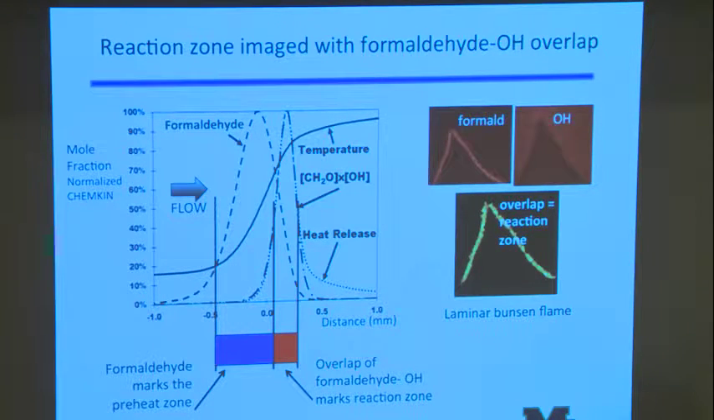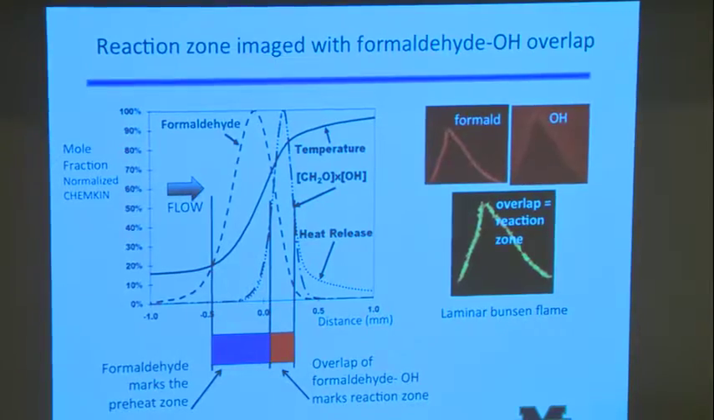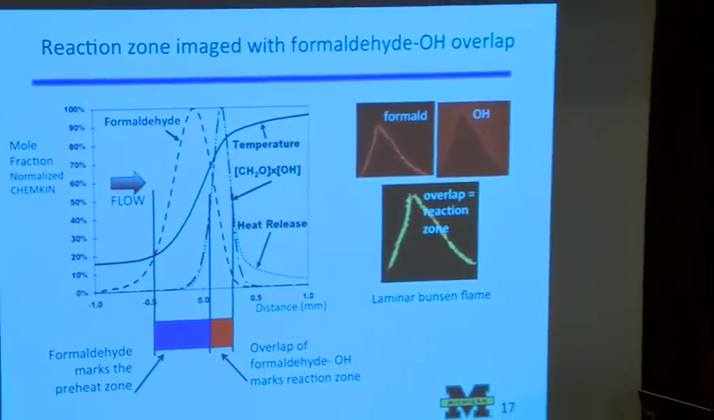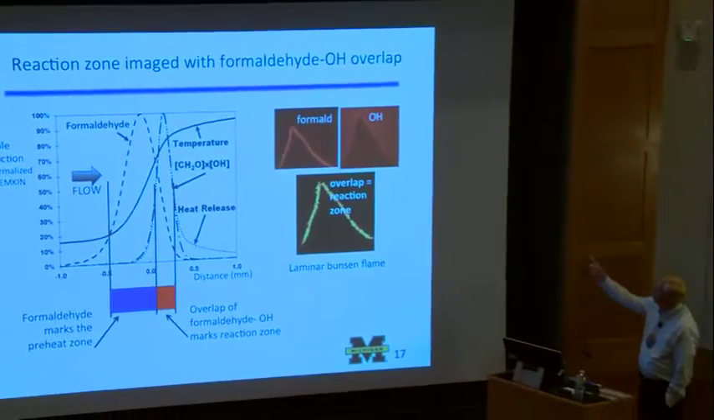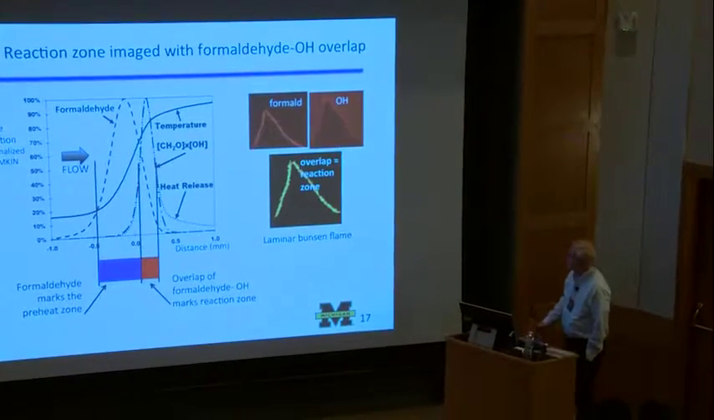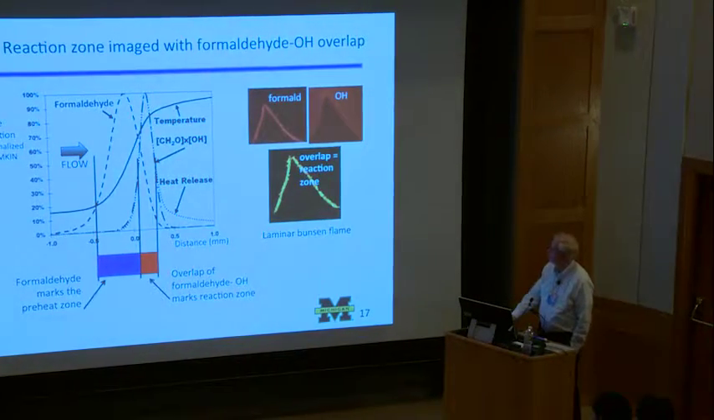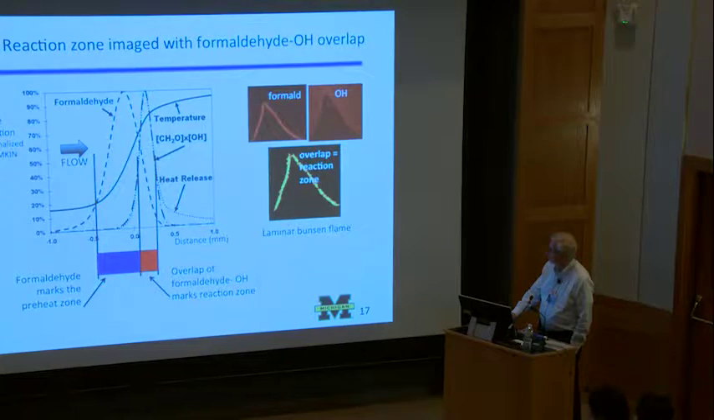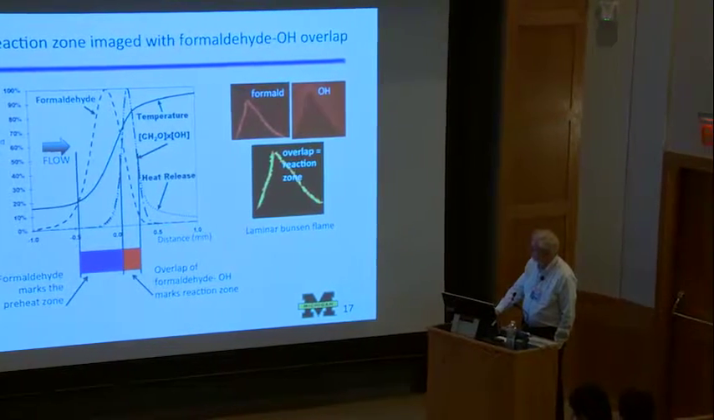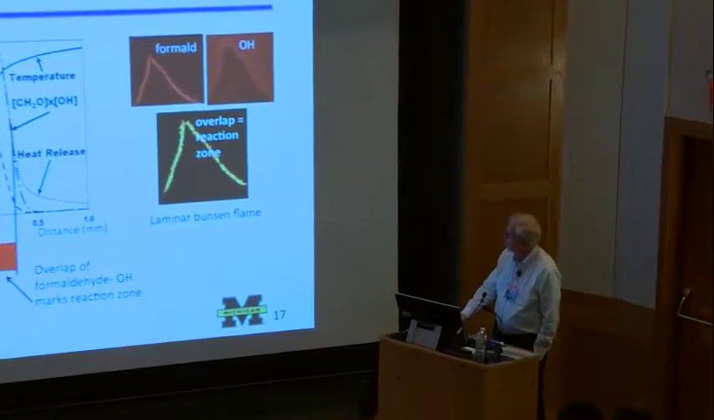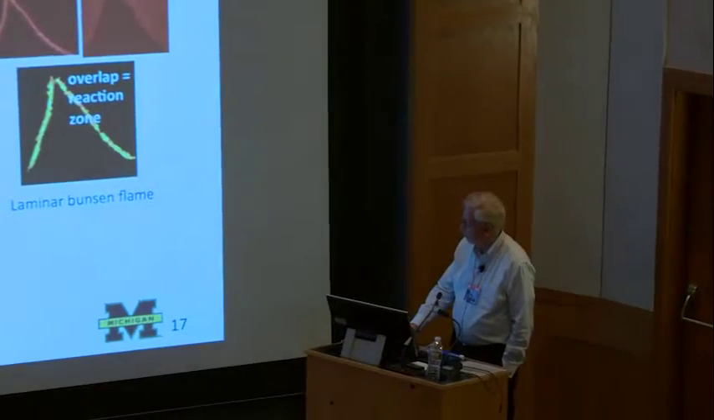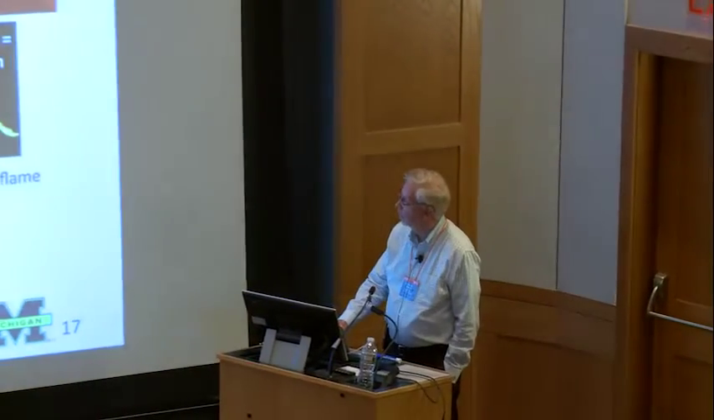And we tried this on a premixed Bunsen flame that's laminar. And you see you get these two images, and right where the two signals overlap, we argue that is the reaction zone. And it does have a width approximately equal to what's predicted by ChemKin.